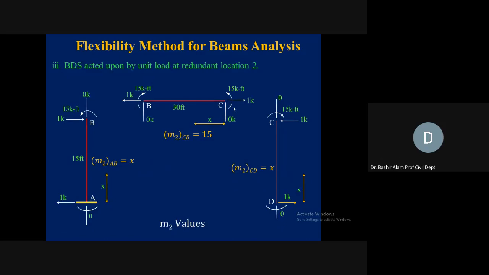Next, to generate the M2 values, to write these M2 equations, what we do now, corresponding to AR2 in the same direction, we apply a unit action, which is 1 kip.